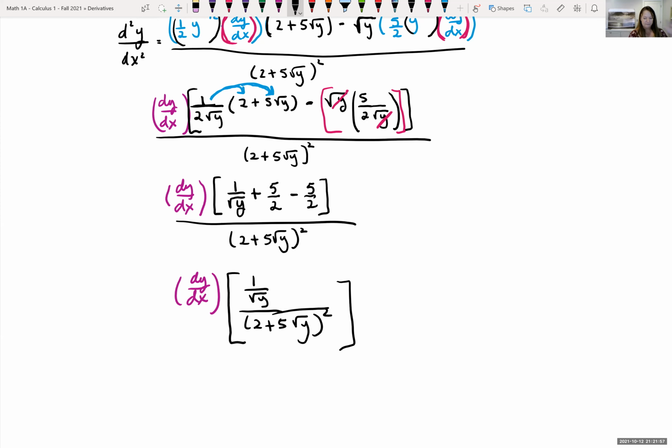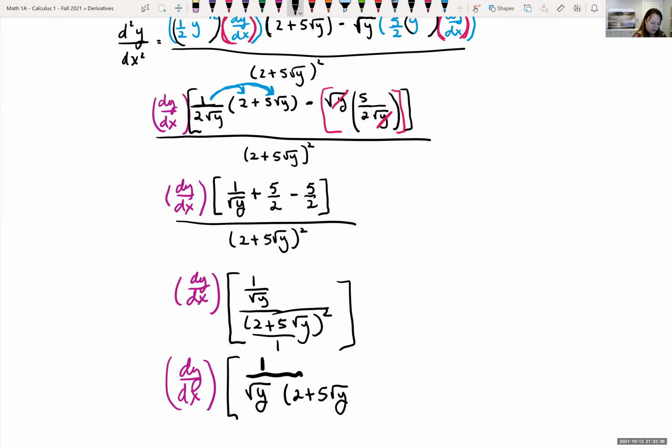Think of this as a fraction divided by a fraction. So we can invert and multiply our denominator. So we have dy/dx. Inverting my denominator, we just have 1 in the numerator, all over square root of y times this 2 plus 5 square roots of y, quantity squared.